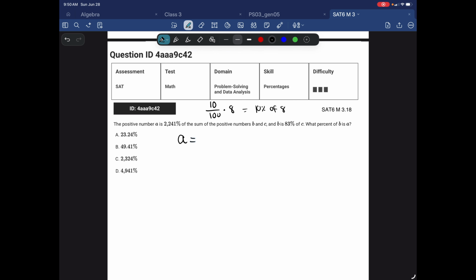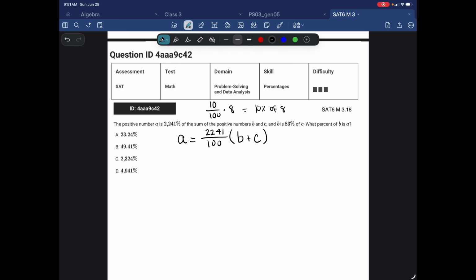So I'm going to take this number, 2,241 divided by 100, and it says A is the 2,241%, which is represented by this, of the sum, so I need to multiply, of positive numbers B and C. Okay.